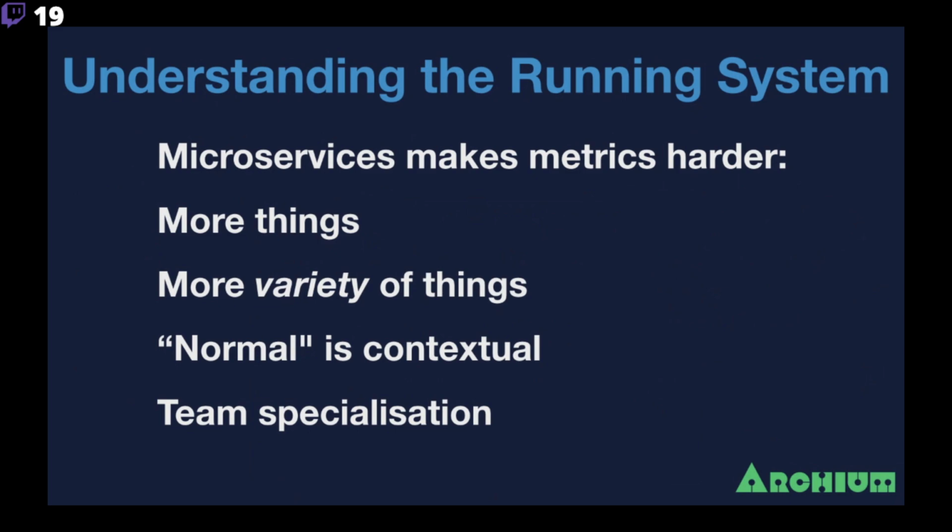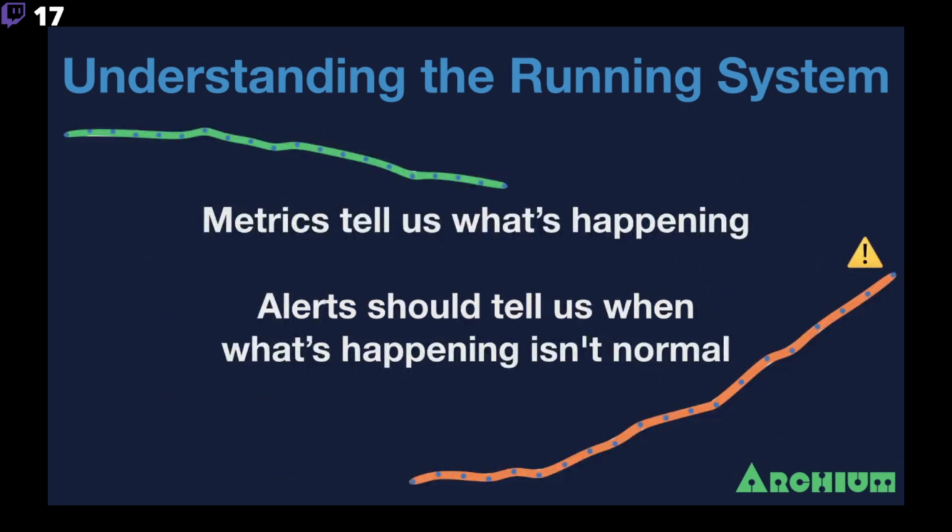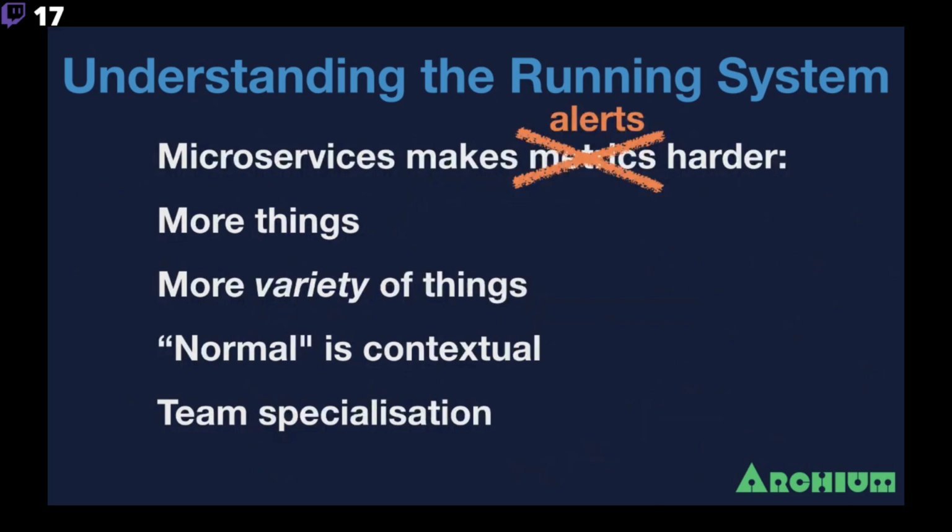Now, alerts. When I think of alerts, I think about requests for attention to anomalies. So metrics tell us what's happening. Alerts should tell us when what's happening is not normal. And alerts are harder for all the reasons that metrics are harder. In particular, this idea that normal is now contextual. We can't just chuck an alert on a certain amount of memory for everything in our system.